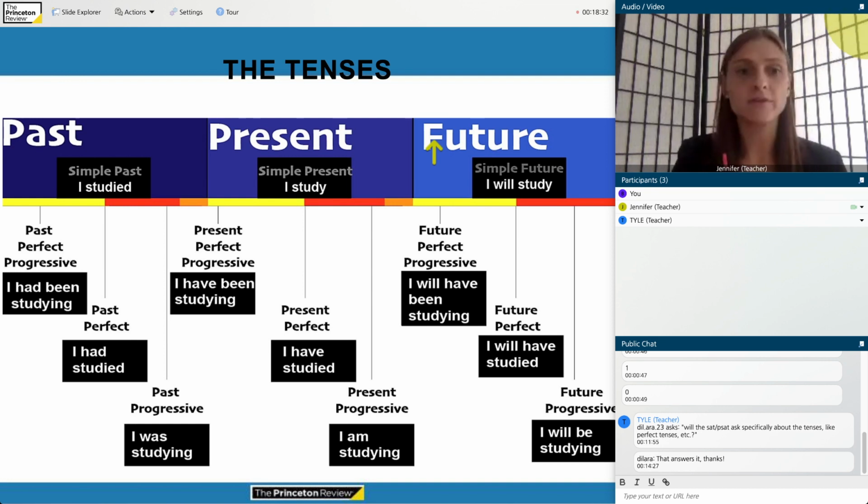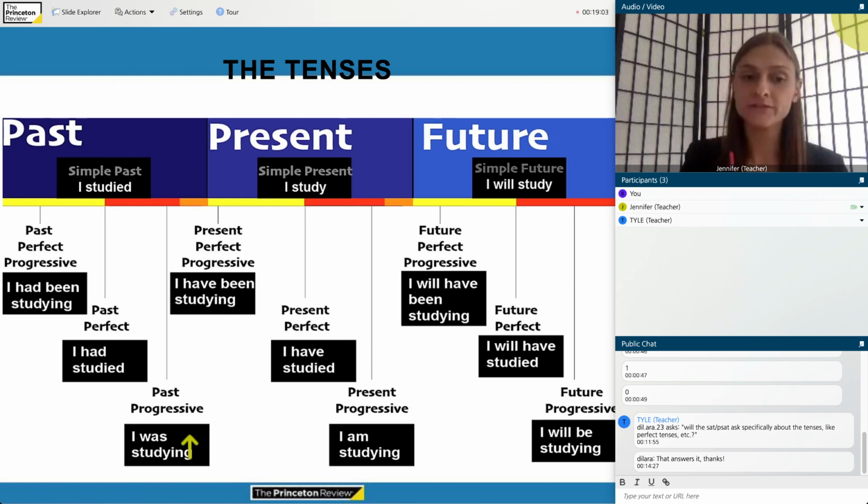So the past of the past will be our past perfect progressive. To say, I had been studying. This is something that had been already happening. I had been studying. The past perfect would be I had studied. So I could say, I had been studying for 1,000,000 hours when I just finally fell asleep. It's something that had been going on for a while. I had studied is also in the past, but it's at a later point of the past.